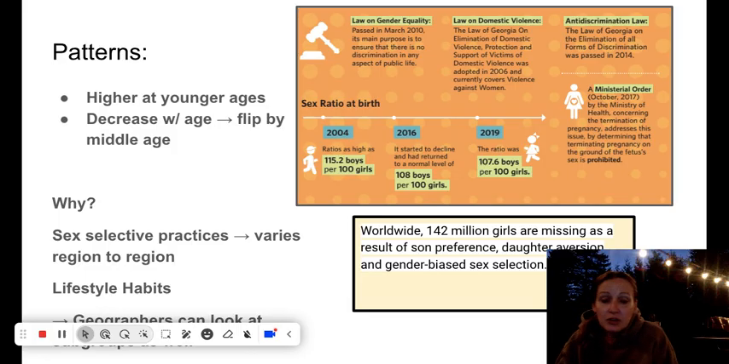It says here also worldwide 142 million girls are missing as a result of son preference, daughter aversion, and gender-based sex selection. So like missing. Were they murdered? Were they sold into slavery or sex trafficking? Into child marriage? What happened? But it is a serious issue that the UN and other organizations are trying to combat and have gotten better with time.